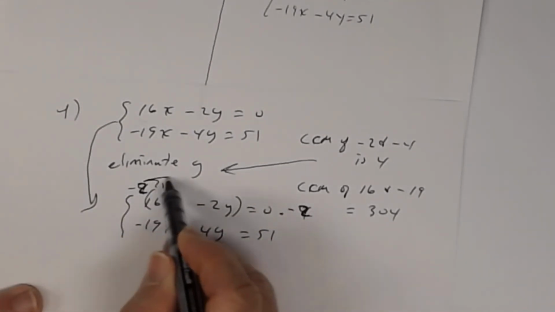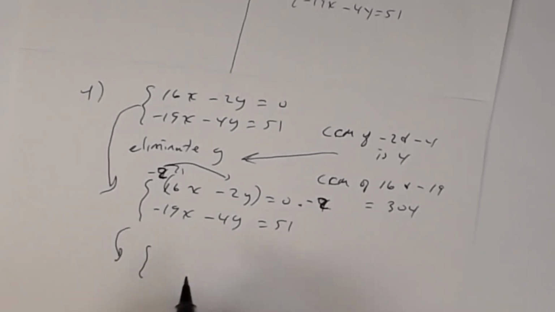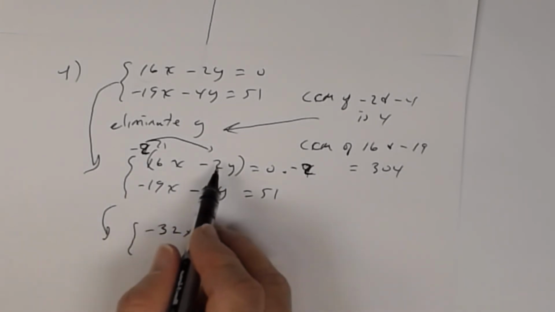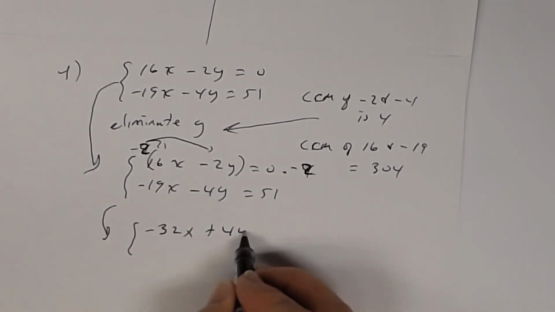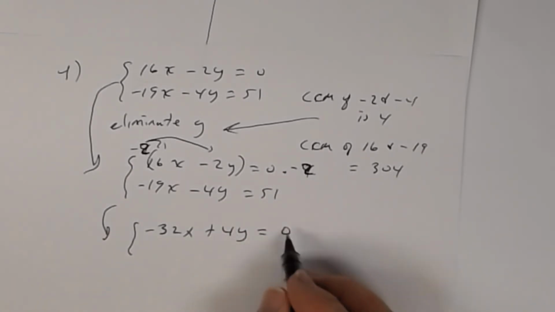So now we're going to distribute. So I'm going to write this over. So negative 2 times 16x is a negative 32x. A negative 2 times a negative 2y is a positive 4y equals, and then 0 times a negative 2 is 0, still 0.